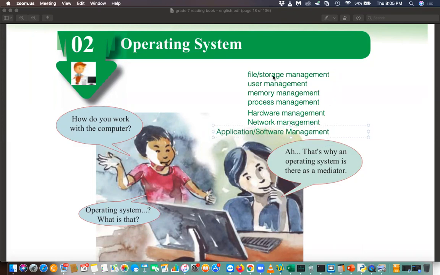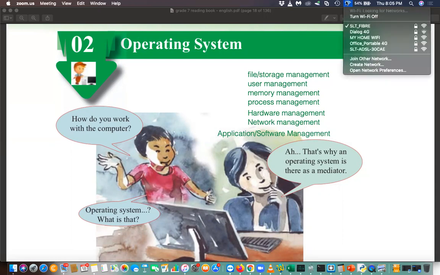So the operating system does file management, user management, memory management, process management, hardware management, and application or software management, right? It does many management tasks. It is a mediator, an intermediate person managing all these tasks. I was showing you the network management part, and likewise, you can also change your network.